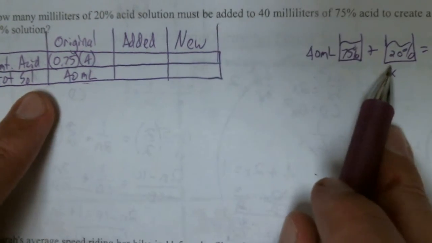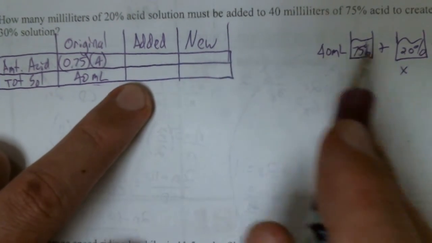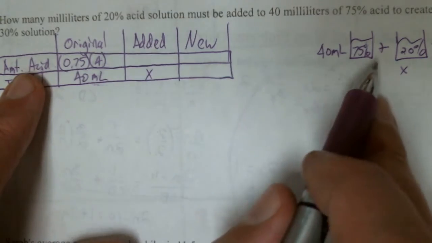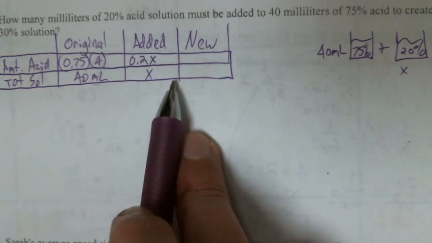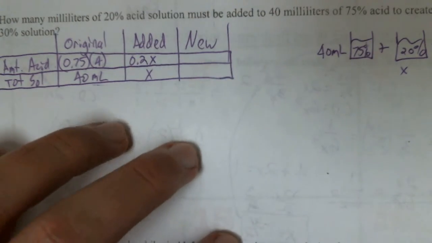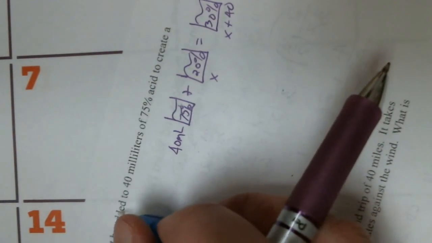Okay, I'm adding, how much am I adding? We don't know, that's the unknown. How much do I add of the 20% solution? So the acid in that one is going to be 20%, 0.2 times whatever I add, 0.2x. When I get done, I should have given myself a little more room here in the chart.